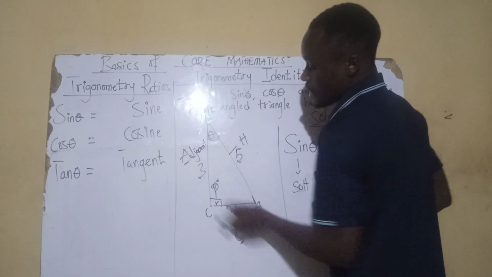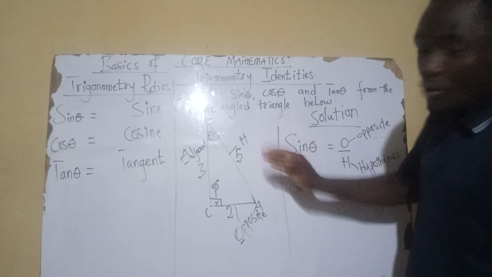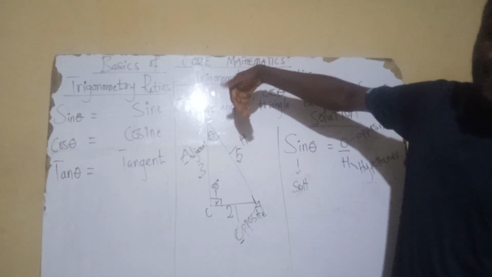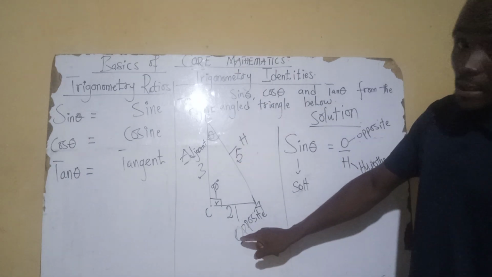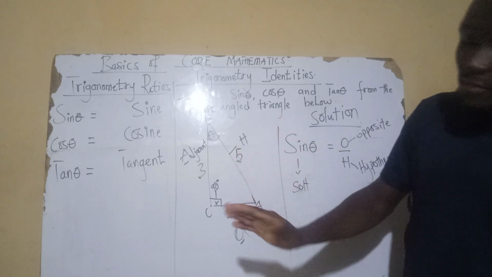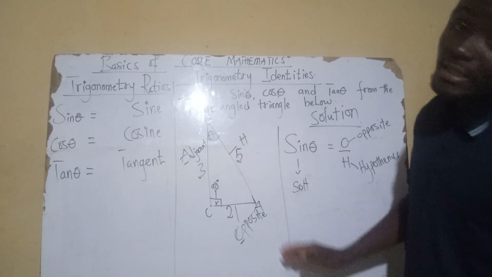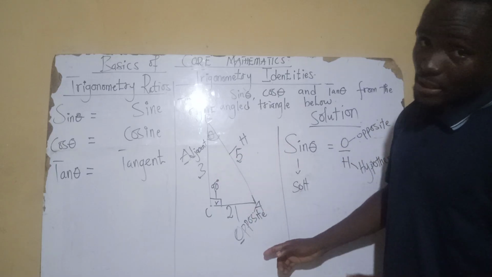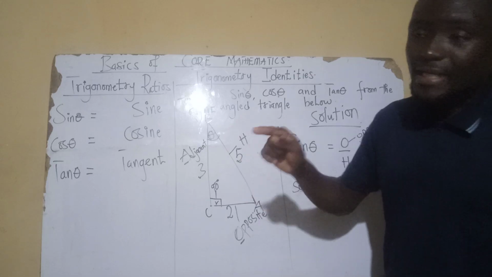So adjacent here, where it is lying. Always have it in mind that the longest side is the hypotenuse, and then the side where the angle of reference is facing becomes the opposite, and where the angle of reference is sitting becomes the adjacent. Now the hypotenuse is always constant, it doesn't change, but the adjacent and the opposite change.